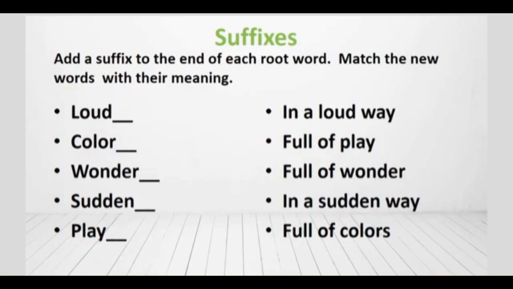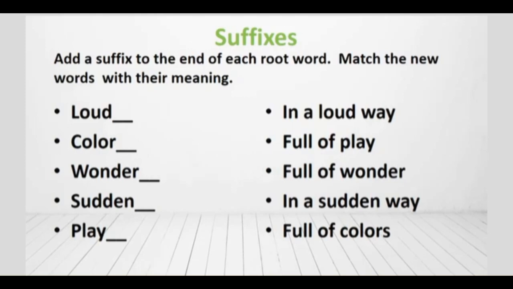Let's do some practice. Add a suffix to the end of each root word. Match new words with their meaning. So we have loud, color, wonderful, sudden, play. And the meanings we have: in a loud way, full of play, full of wonder, in a sudden way, and full of colors.